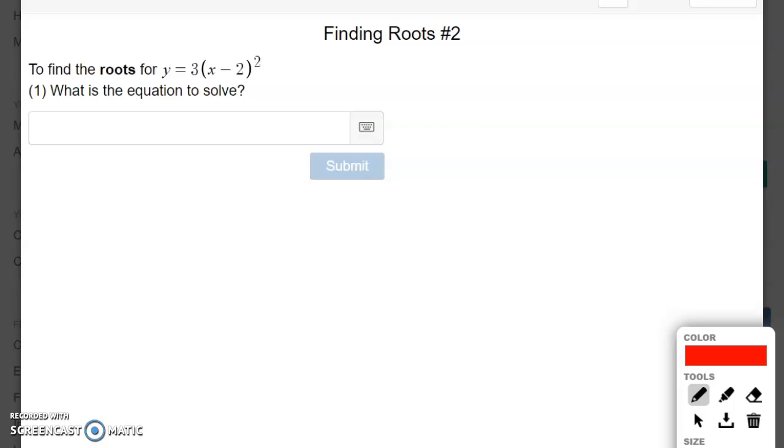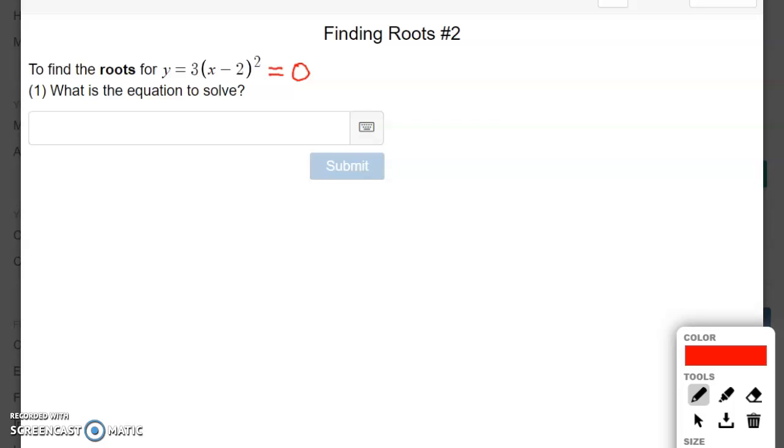Okay, so now we are on card number 11. We need to find the roots for y is equal to 3 times (x minus 2) all squared. What is the equation to solve? Well, the equation to solve is we're going to set this to be equal to 0, right? So it's going to be 3 times (x minus 2) all squared is equal to 0.